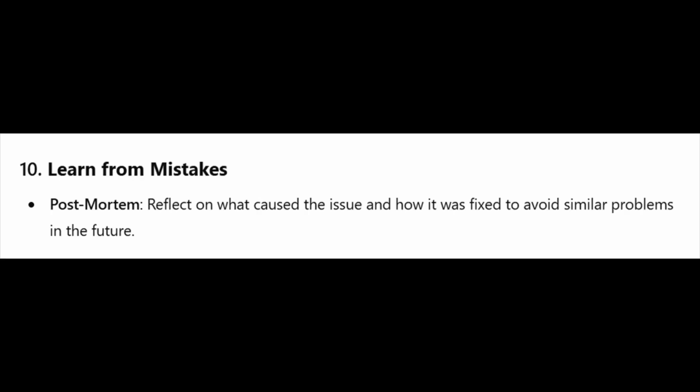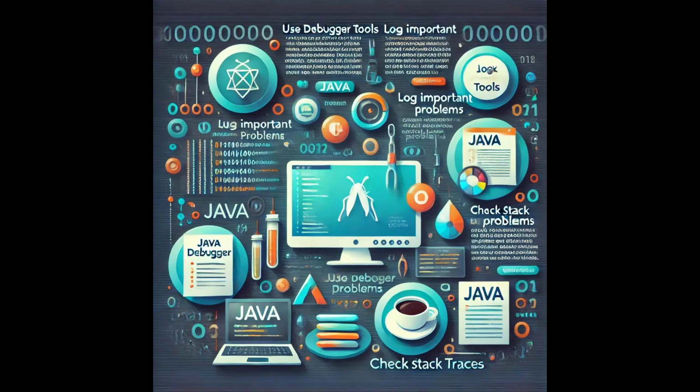10. Learn from mistakes. Postmortem: reflect on what caused the issue and how it was fixed to avoid similar problems in the future. By combining these techniques, you can systematically identify and resolve bugs in your Java code.